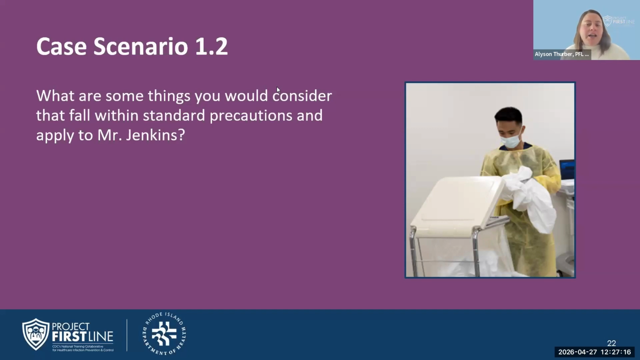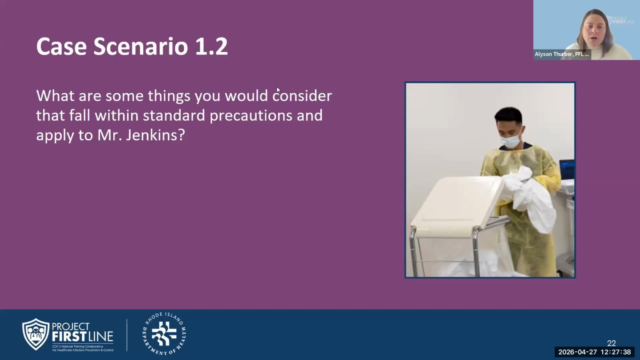I'll throw another one out there. Hand hygiene, easy peasy, before and after all contact with patients, and in between and as needed, and anytime you think that you need it, or anytime your hands are soiled, after you go to the bathroom, after you eat, before you go to the bathroom. Hand hygiene all the time.